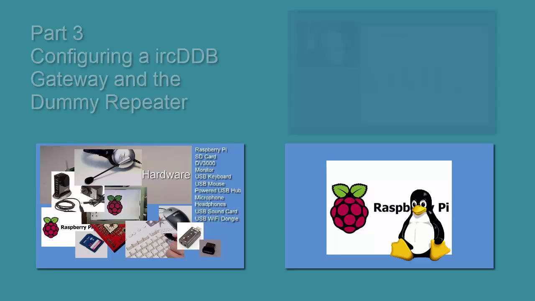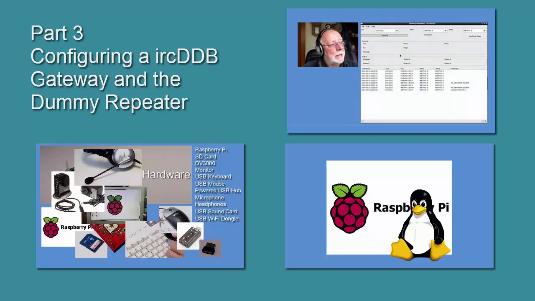In this final episode, we'll install one more piece of software, the dummy repeater, and we'll configure it and the IRCDB gateway and make one of our first D-Star contacts. So stick around and watch as we make this all happen.